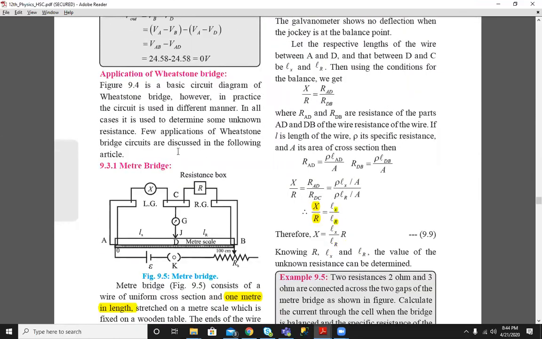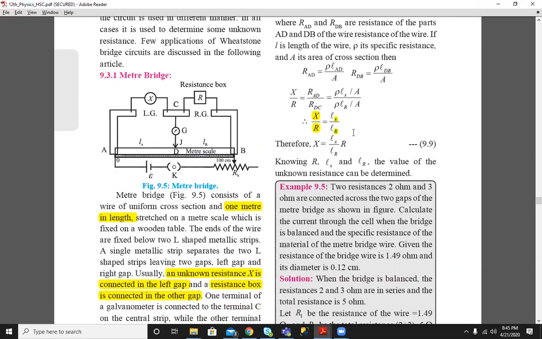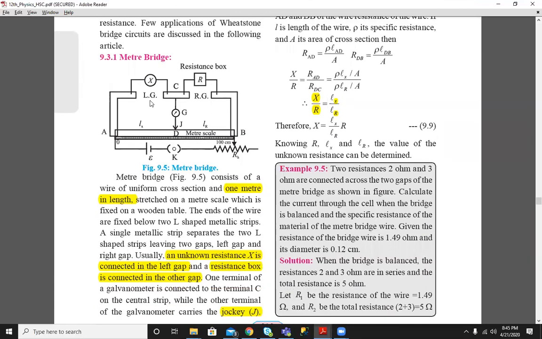Then we have seen applications of Wheatstone bridge in the next lecture as a meter bridge. Meter bridge is the modification of Wheatstone bridge where two known resistances of Wheatstone bridge are replaced by a resistance of wire. The unknown resistance is kept in the left gap and the known resistance is kept in the right gap. Then in a similar way we found the balancing condition for meter bridge. So this meter bridge experiment is also called the null deflection method.